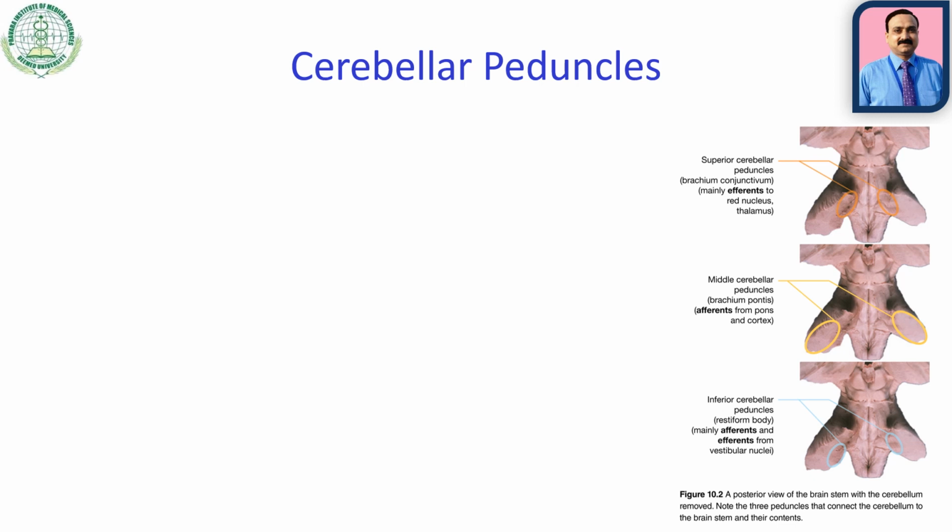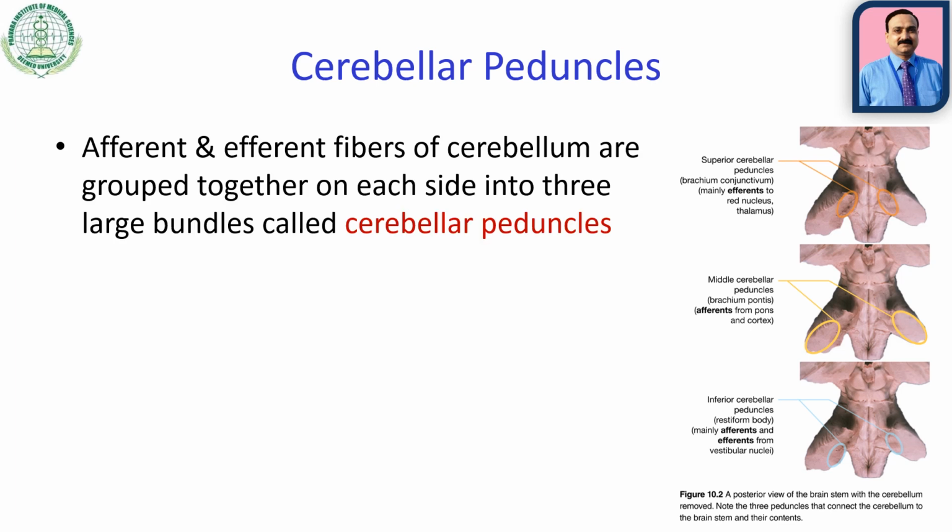Now we'll come to the connections, in which almost all the connections are through cerebellar peduncles. Cerebellar peduncles are afferent and efferent fibers of cerebellum which are grouped together on each side into three large bundles, and these are called as cerebellar peduncles.